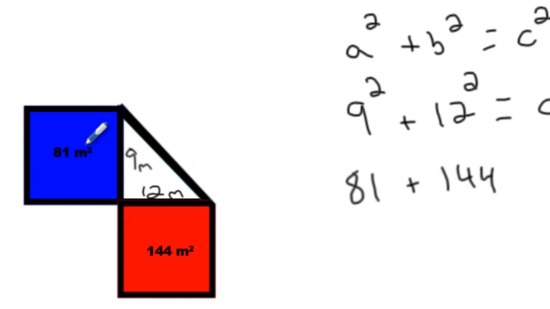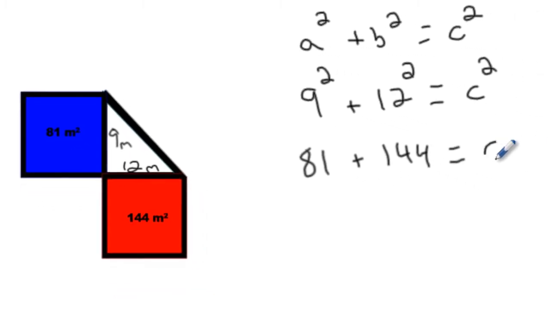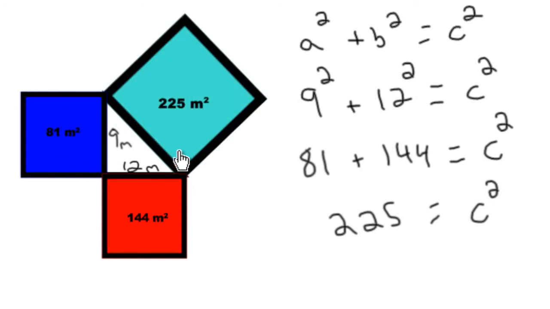Then you add them. What happens if you get 81 plus 144? You get C squared. Don't add them yet. Keep the left side separate from the right. Keep the sides separate. You add these now, you get 225 equals C squared. But look, I add these, I get C squared. But I don't want C squared. I want C, which is the edge of the square.